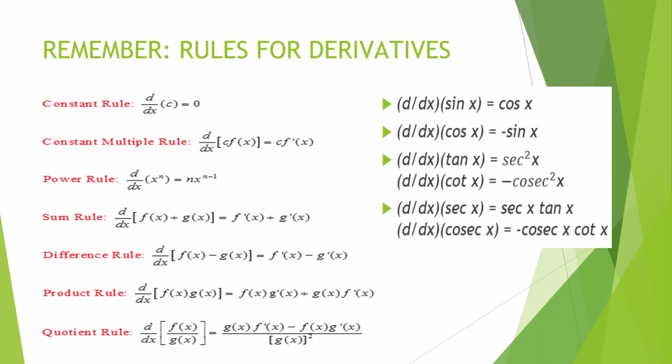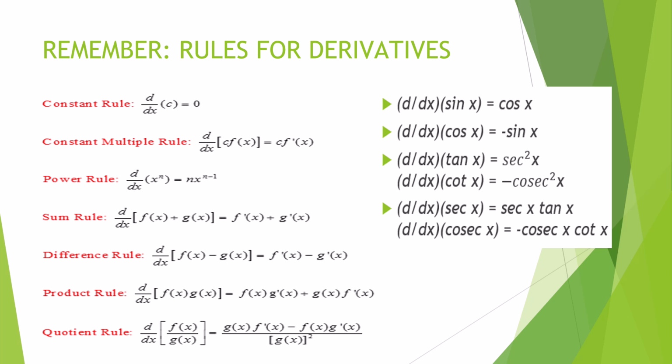Now some rules for derivatives we have already studied. Derivative of a constant is 0. C into f(x), its derivative is c into f dash of x. Power rule, derivative of x raised to n is n into x raised to n minus 1. Means, for example, derivative of x square is 2x. Sum rule and difference rule, you know that.